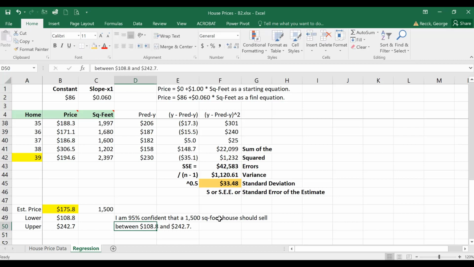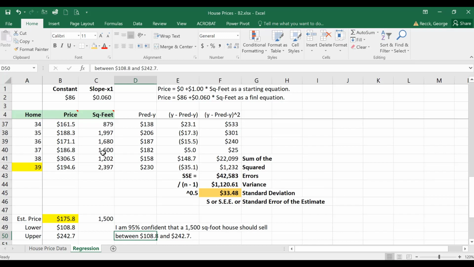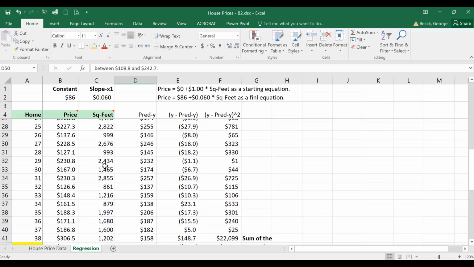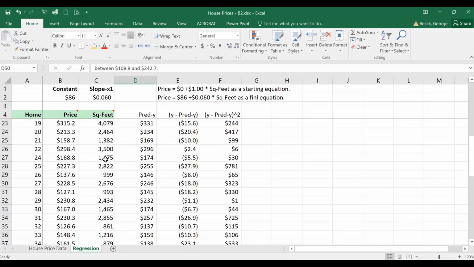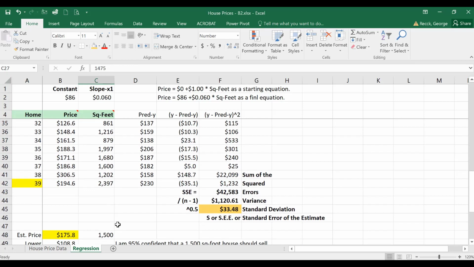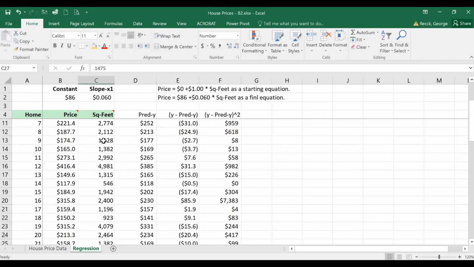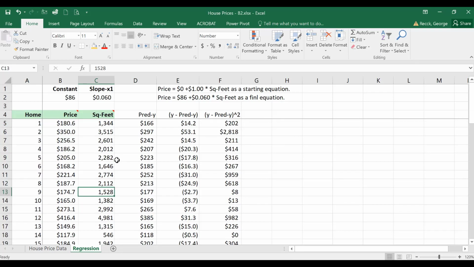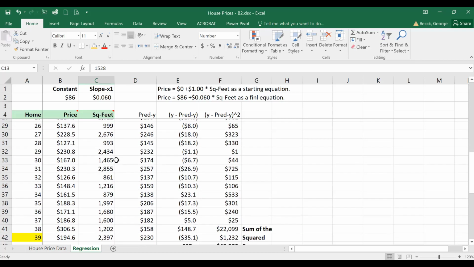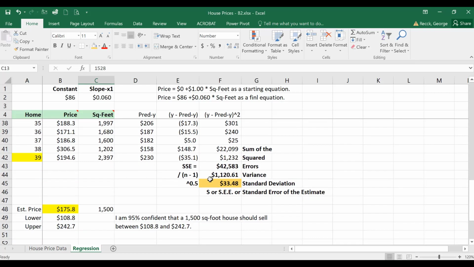And so if I look for, do I have any 15? There's one that's close. 35, here's one that's really close. That one sold for 168. That's well inside the range. Here's one, 175. That's well inside the range. So you can kind of go back and look at the data to see how well that worked.